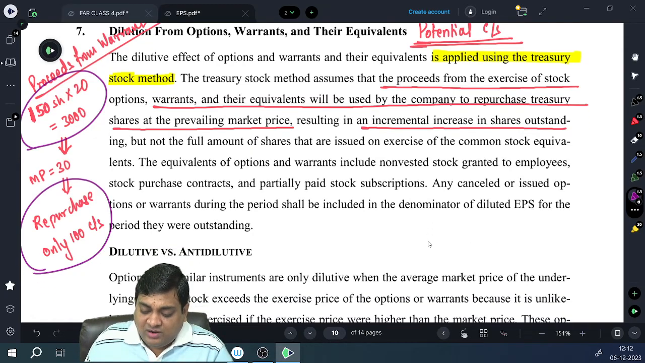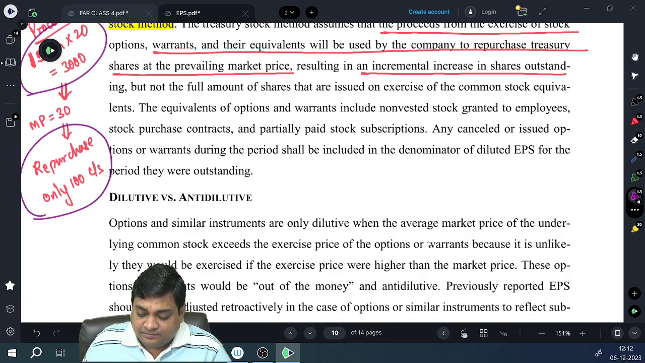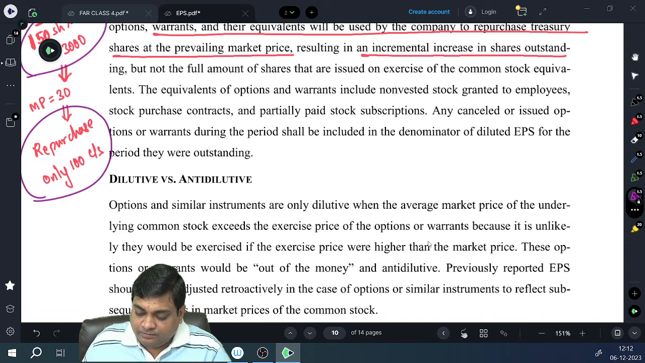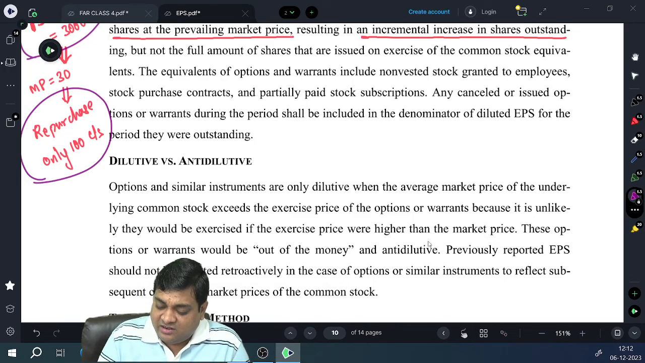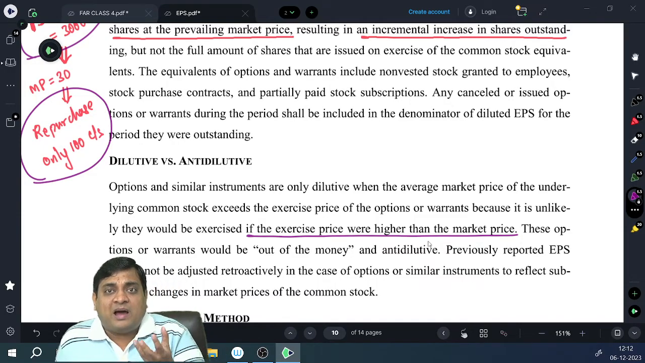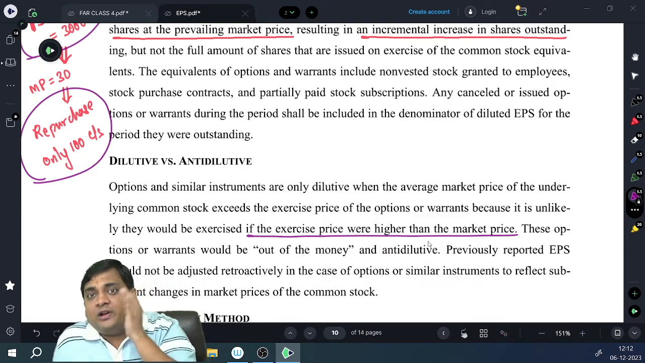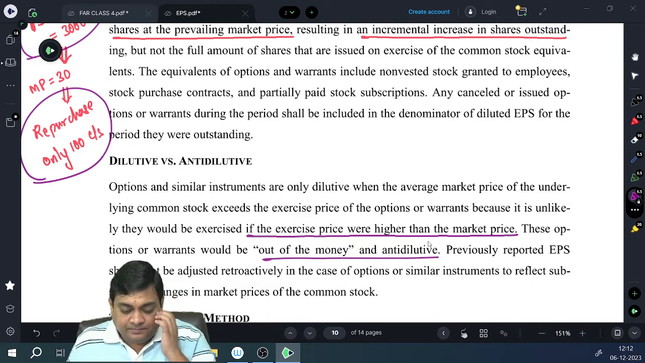So I'll show you one example, and with the help of that, we will be able to understand it, right? Now, this is generally not the case if the exercise price is more than the market price. So you are never going to buy from the company. You will directly go into the stock market and buy. So if this is the case, then it is out of the money and it becomes already anti-dilutive, right? So you need to note these things very carefully.